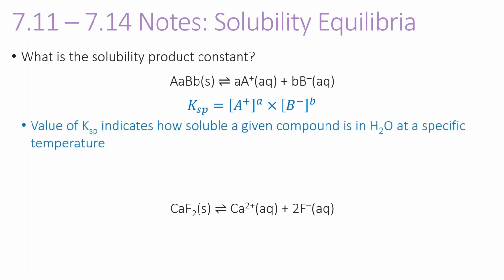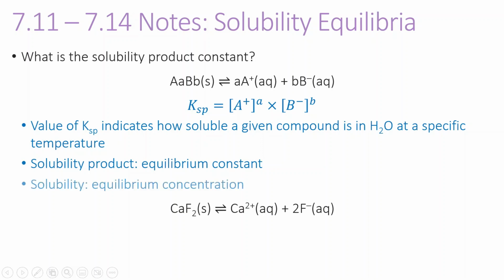The value of KSP tells me how soluble a given compound is in water at a specific temperature. It is just an equilibrium constant. Whenever we say solubility product, we're looking for the equilibrium constant. And whenever we ask for things like solubility, we are looking for the equilibrium concentration of those ions once they have dissolved. Looking at the dissolving of calcium fluoride here, my equilibrium expression is going to include the concentration of calcium times the concentration of fluoride, which is going to be squared because of the 2 coefficient that we see in the equation.